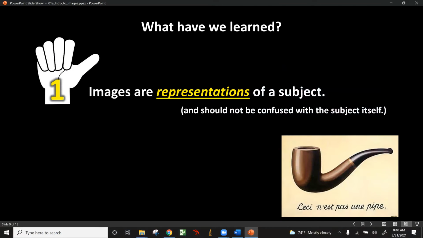So what have we learned? Number one, images are representations of a subject and should not be confused with the subject itself. And if you go to radiology resident rounds, or if you hear a resident interpret an image, they'll say things a lot like you were saying, right? They have a measured approach to interpreting an image.